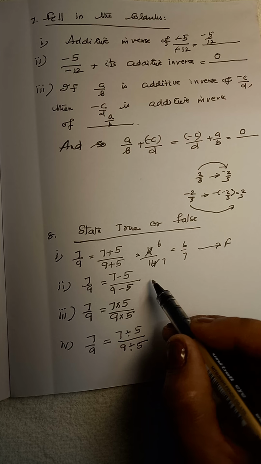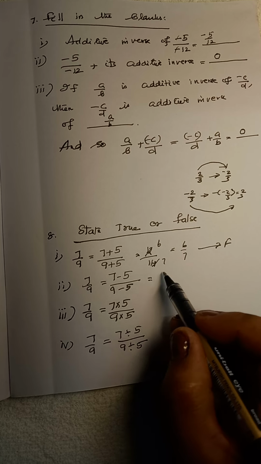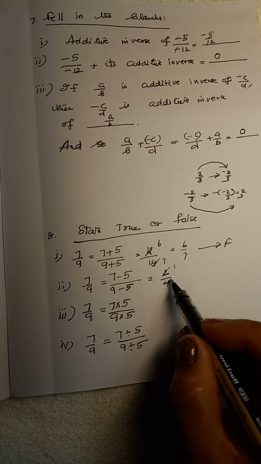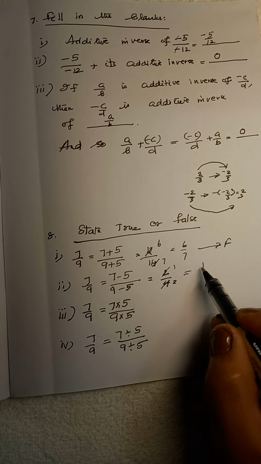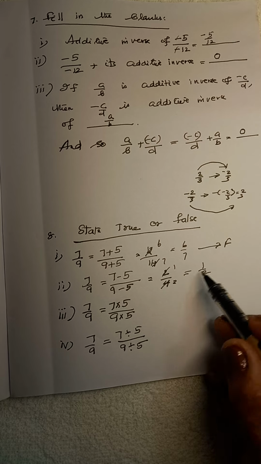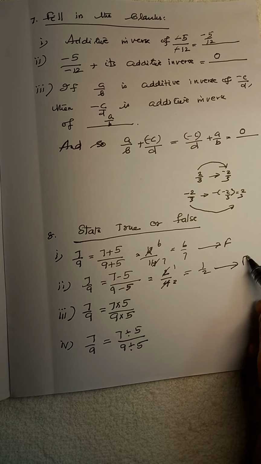And that is equal to 7 minus 5 is 2. 9 minus 5 is 4. With the 2 we can cancel. So 1 by 2. So clearly 7 by 9 is not equal to 1 by 2. So this is also false.